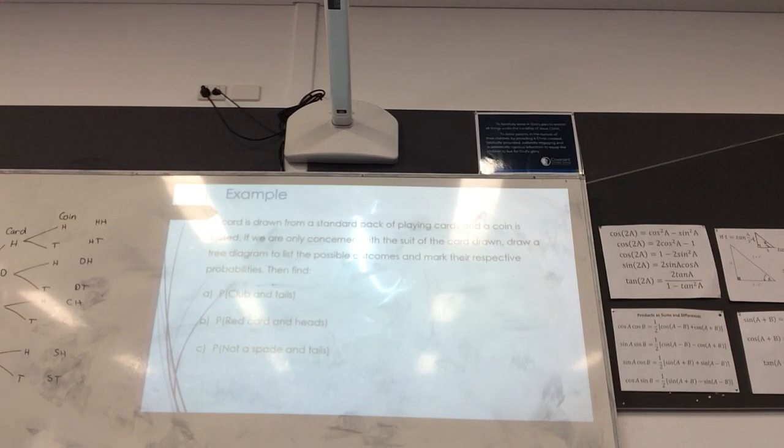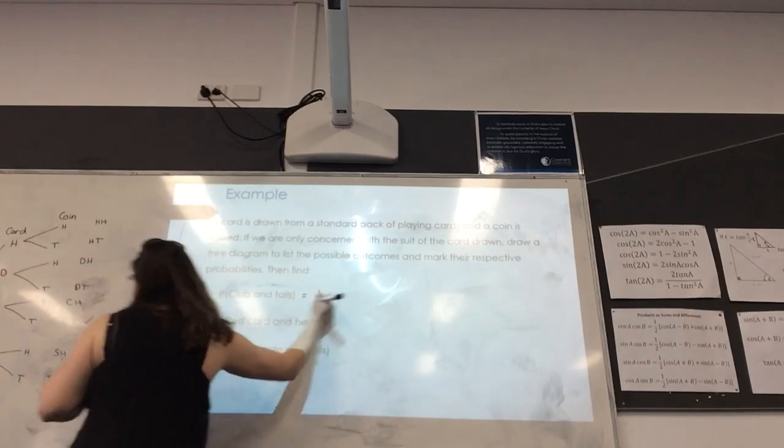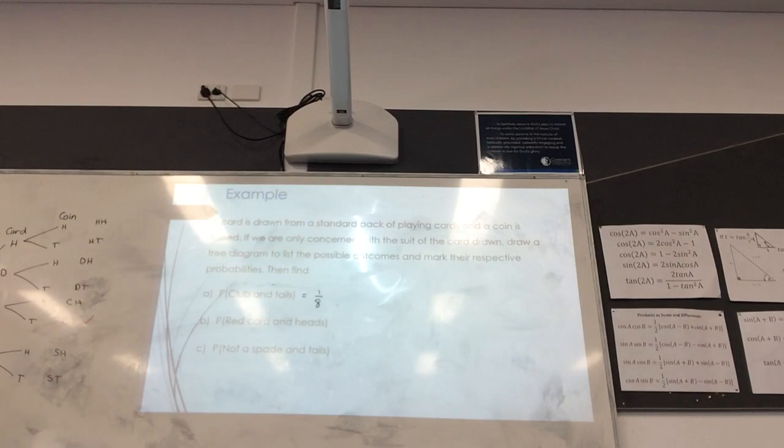Okay. So we're looking for probability of a club and a tail. So that's this one here. What's the probability of a club and a tail? Okay, so there are 8 options, and one of them is that. Now, also, you could think of it as 1/4 times 1/2.